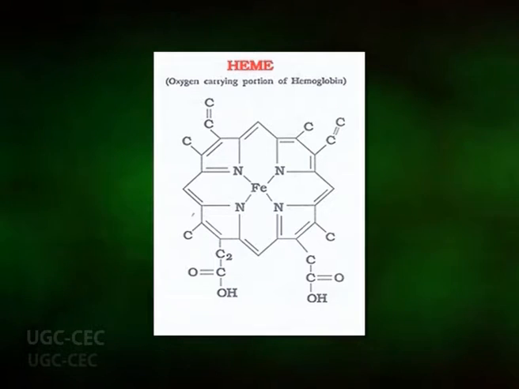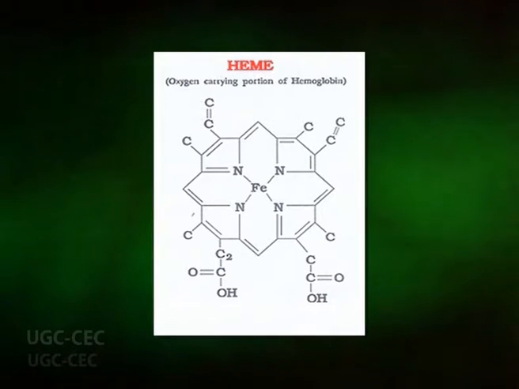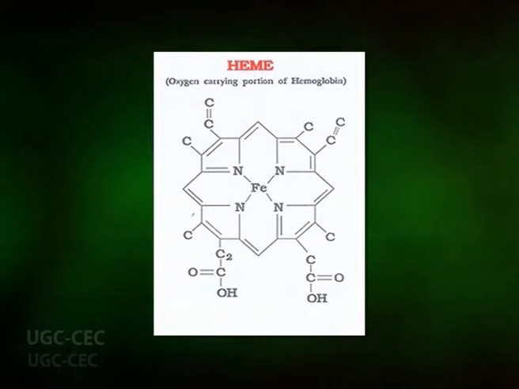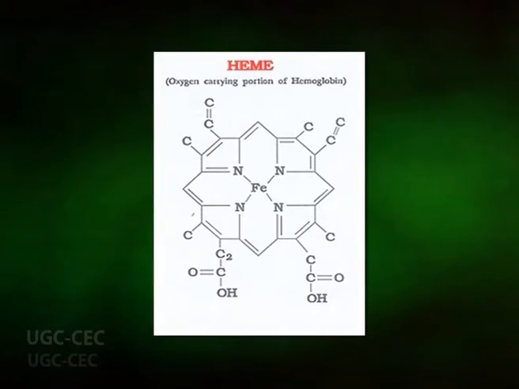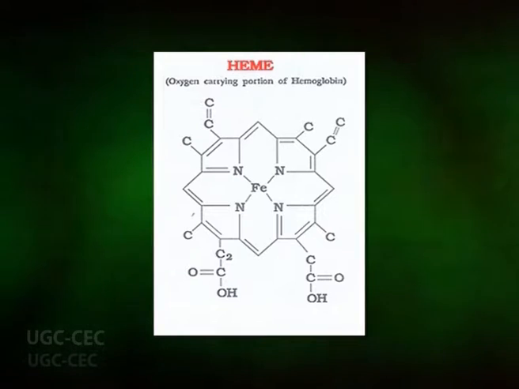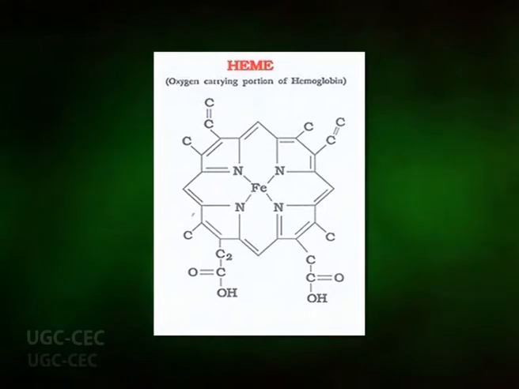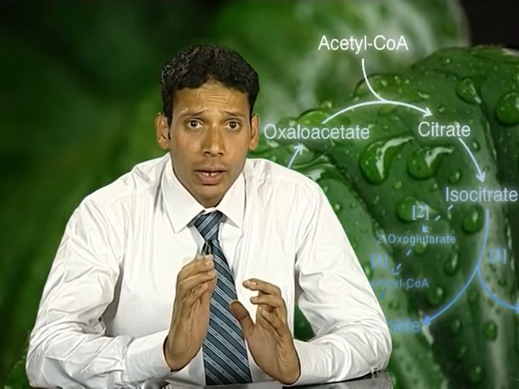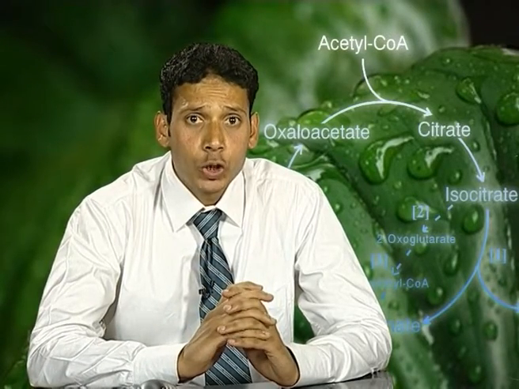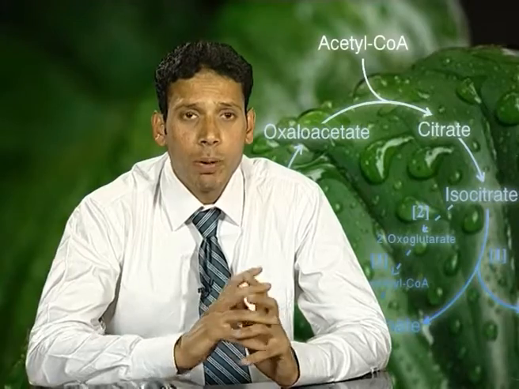Succinyl coenzyme A is a central intermediate in the synthesis of the porphyrin ring of heme groups, which serve as oxygen carriers in hemoglobin and myoglobin, and electron carriers in the case of cytochromes. And the citrate produced in some organisms is used commercially for a variety of purposes.